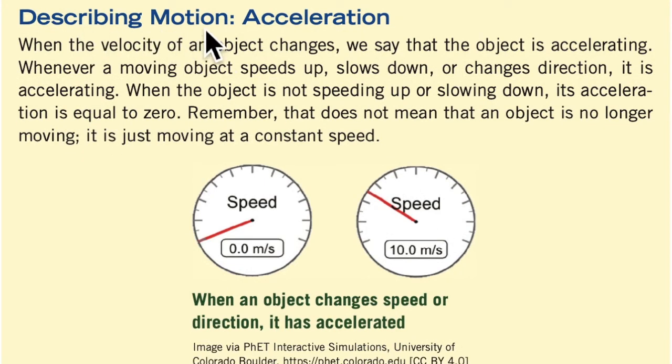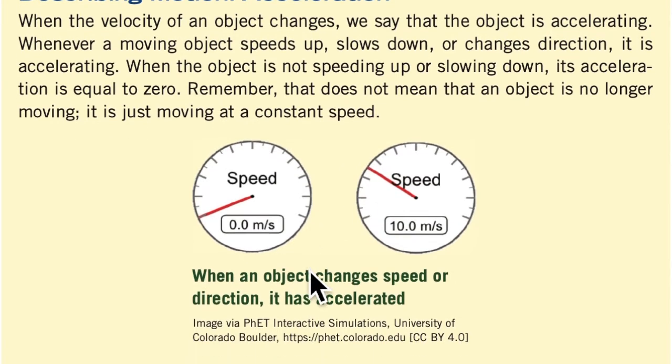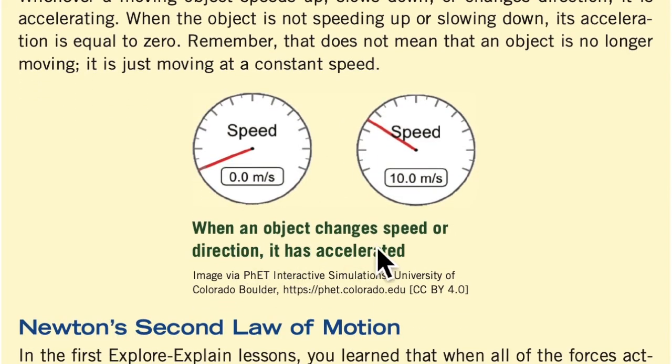Describing motion, acceleration. When the velocity of an object changes, we say that the object is accelerating. Whenever a moving object speeds up, slows down, or changes direction, it is accelerating. When the object is not speeding up or slowing down, its acceleration is equal to 0. Remember, that does not mean that an object is no longer moving, it is just moving at a constant speed. When an object changes speed or direction, it has accelerated.